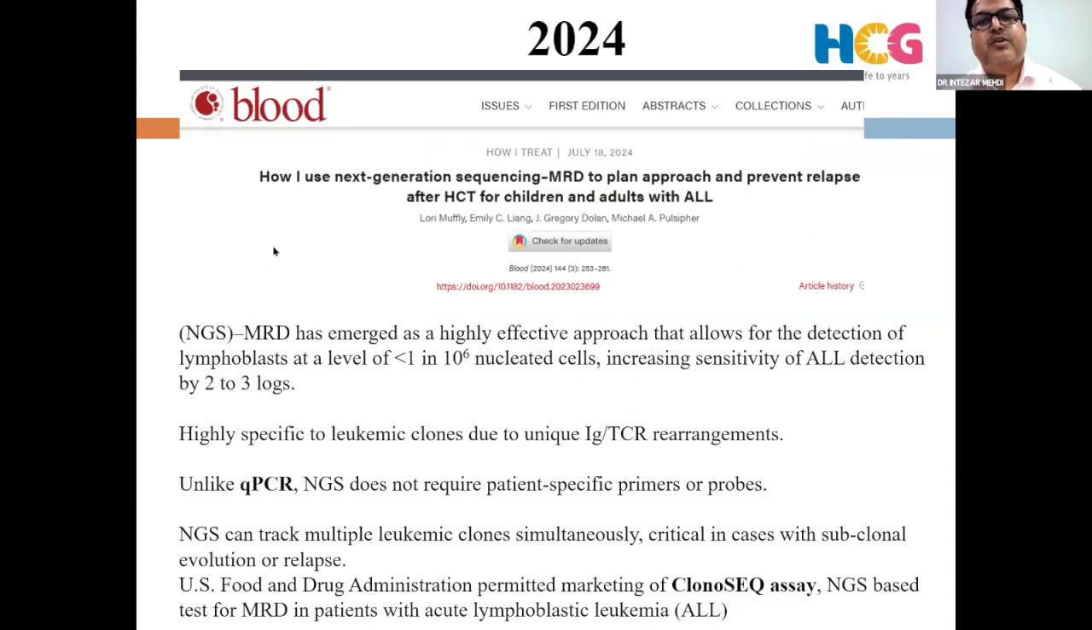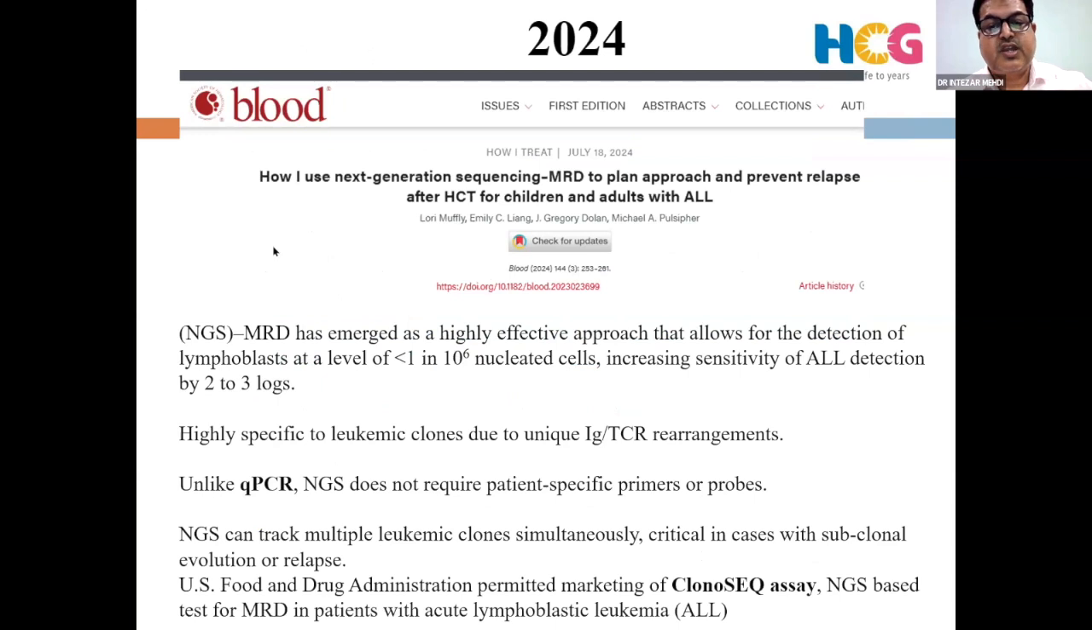And this is a beautiful paper in 2024 in Blood, by Mofli et al. It talks about how I use NGS in MRD to plan approach and prevent relapse after transplant for both children and adults with ALL. I would recommend the people who join this group to please read this paper because it's very interesting.